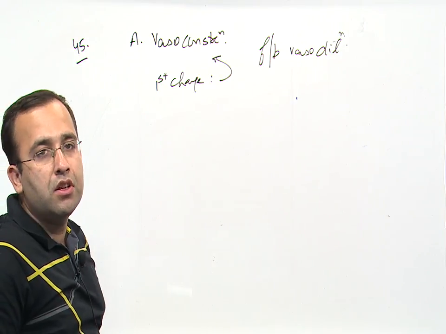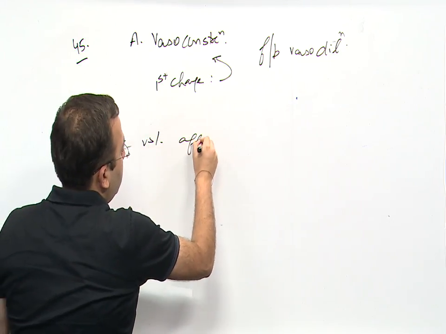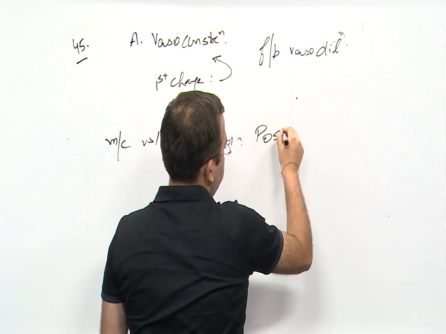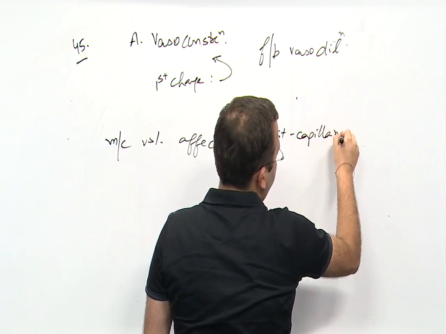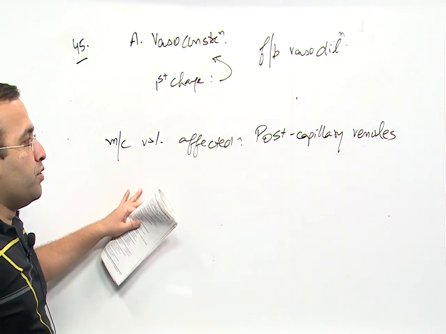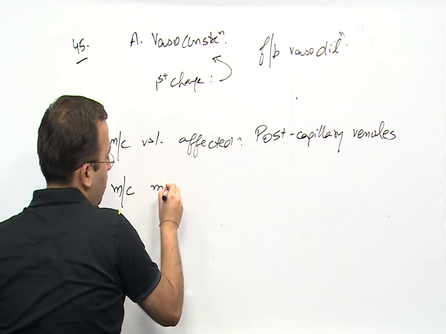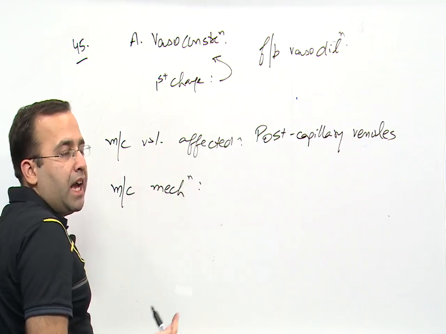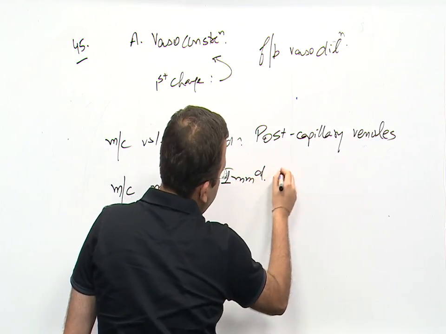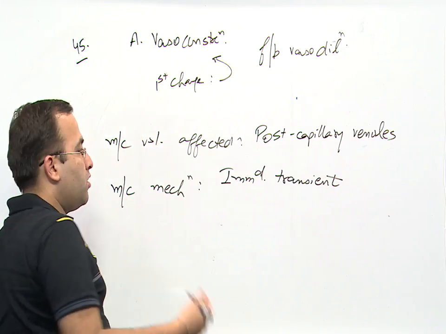We have already seen this. Next point, the most common vessel affected. They are the post-capillary venules. The most common vessel affected, post-capillary venules. Next point, most common mechanism of increased permeability. It is immediate transient in nature. Most common mechanism, immediate transient.